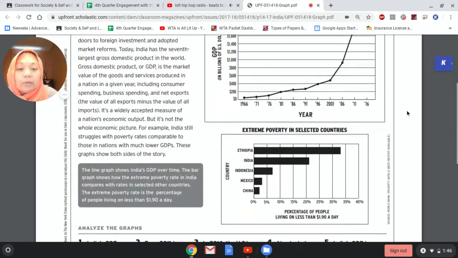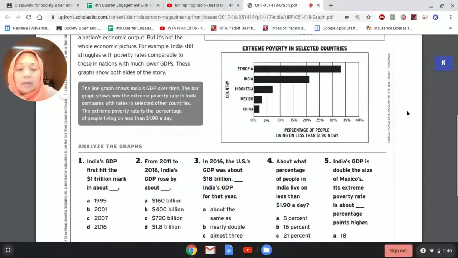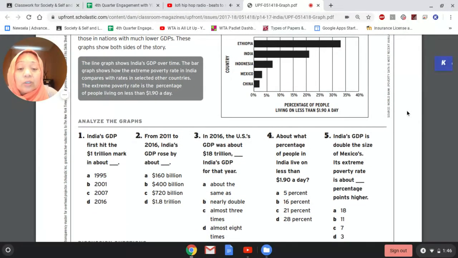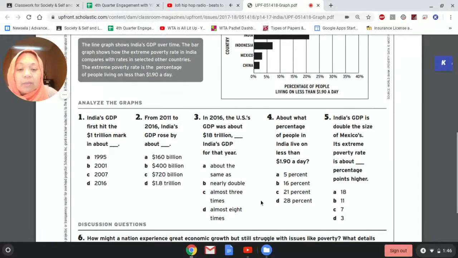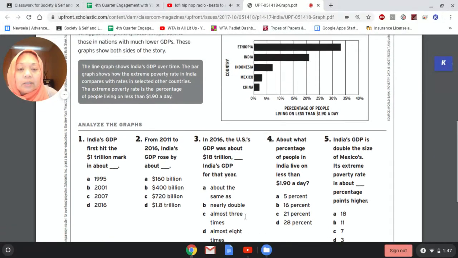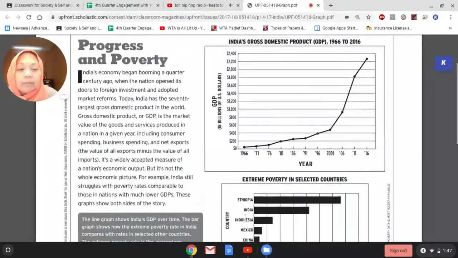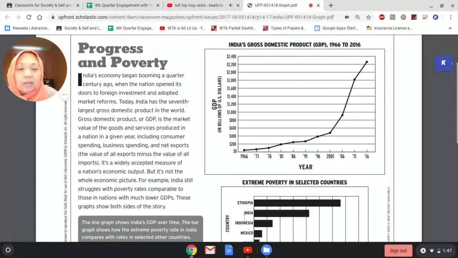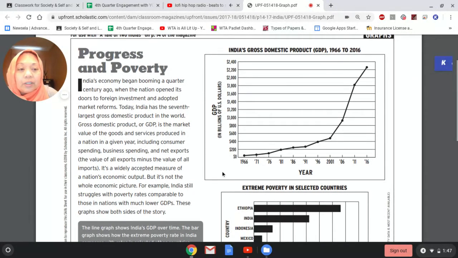All right, let's go to number 3. In 2016, the US's GDP was about 18 trillion. India's GDP for that year, was it about the same? Was it nearly double? Was it almost 3 times? Or was it almost 8 times? So let's look back up. In 2016, the US GDP was in the trillions, but what was India's GDP in 2016?